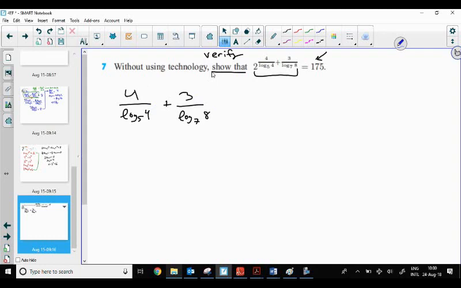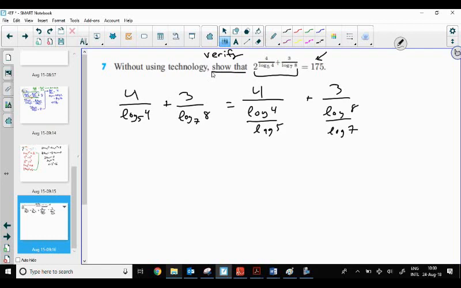Let's try this. Let's try rewriting each of these logarithms, though, since we have 2 of them. Let's just try rewriting each of those with the same bases. And again, it doesn't matter what base we use, but I'll use base 10 here. So this is going to be equal to 4 over log of 4 over log of 5, plus 3 over log of 8 over log of 7.